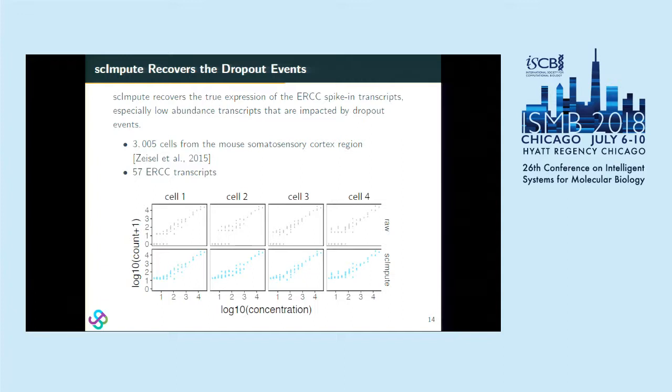And this data set contains 57 ERCC spike-in transcripts, which are synthetic transcripts with known concentration. In the first row, we show the raw data, and we can see that in these 4 randomly selected cells, each cell contains multiple dropout events where the spike-ins have 0 read count. However, after we apply scImpute, the read count in single-cell data has a better correlation with the true concentration levels of the spike-ins. This shows that scImpute is able to recover the dropout events.